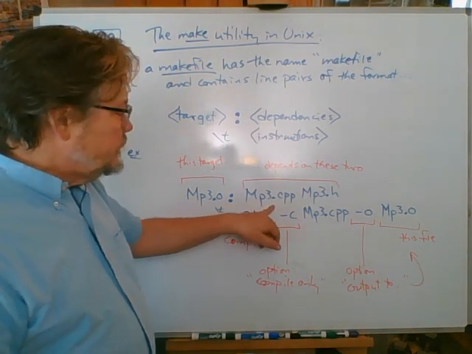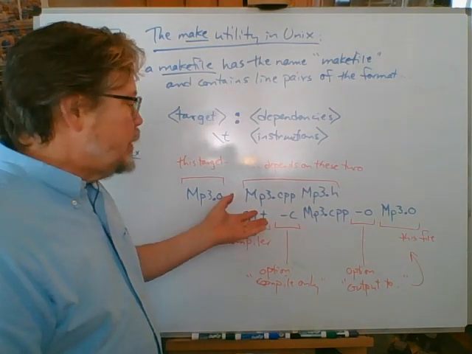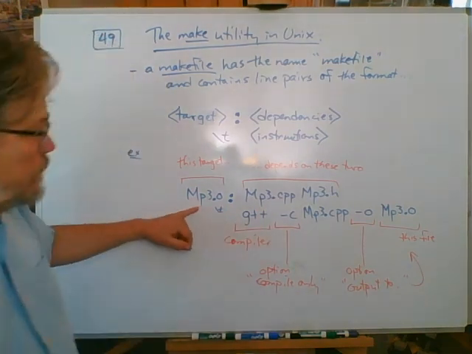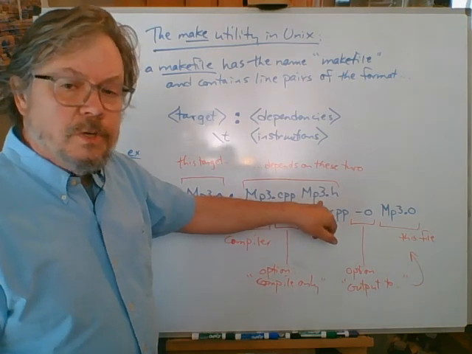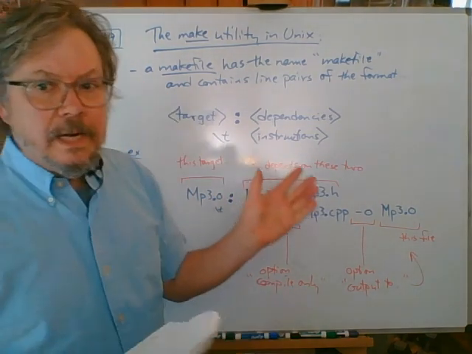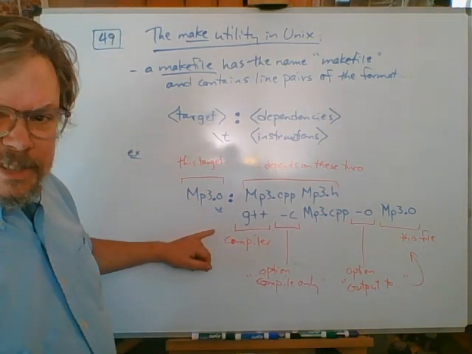In other words, if the .cpp file for the MP3 program, the mp3.cpp source code, has changed more recently than it was compiled, or the header file, which it also depends on, was changed more recently than this was compiled. Oh no, I'm out of date. How do I fix it? What do I do? That's what the next line is for. That's the instructions, how to fix it.